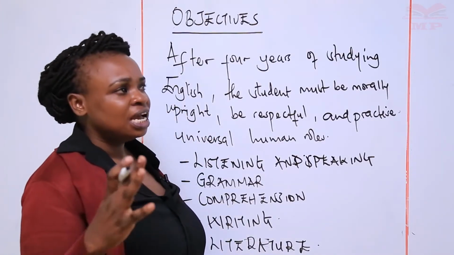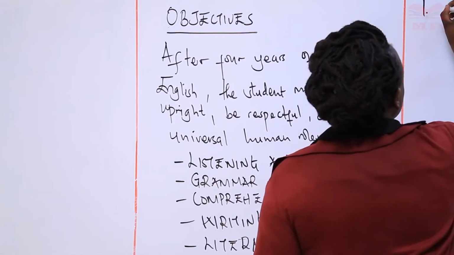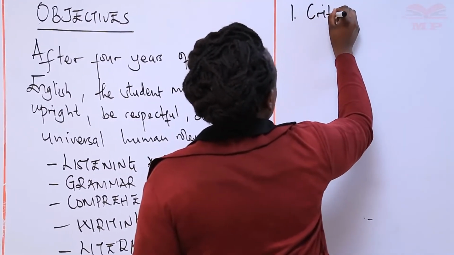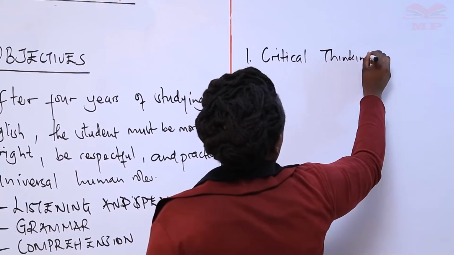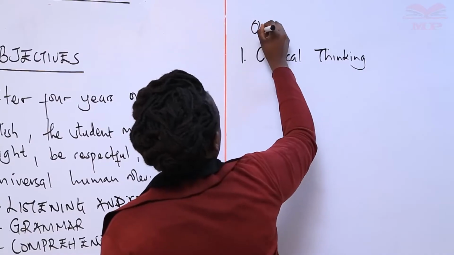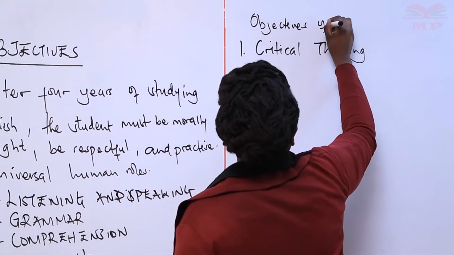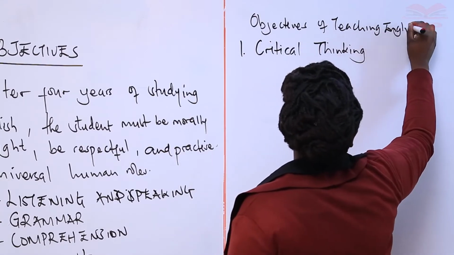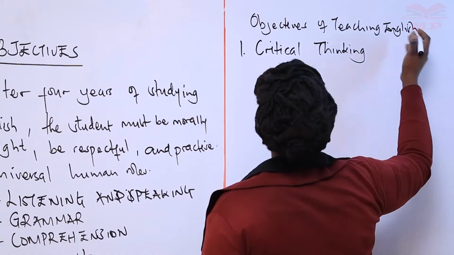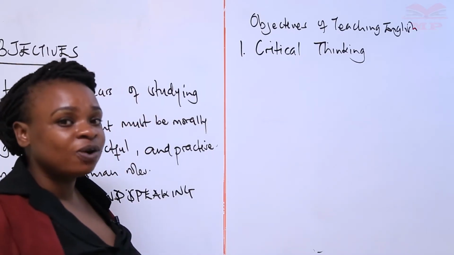Are you together? So that as you study, okay, one of the things you should be able to do is to be a critical thinker, okay? Other objectives, or maybe purposes, of teaching English. It is to enable a student to be a critical thinker.